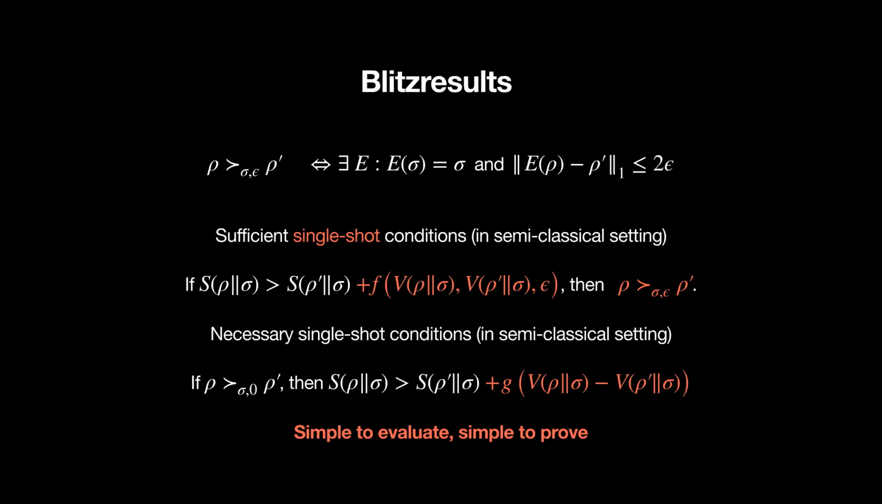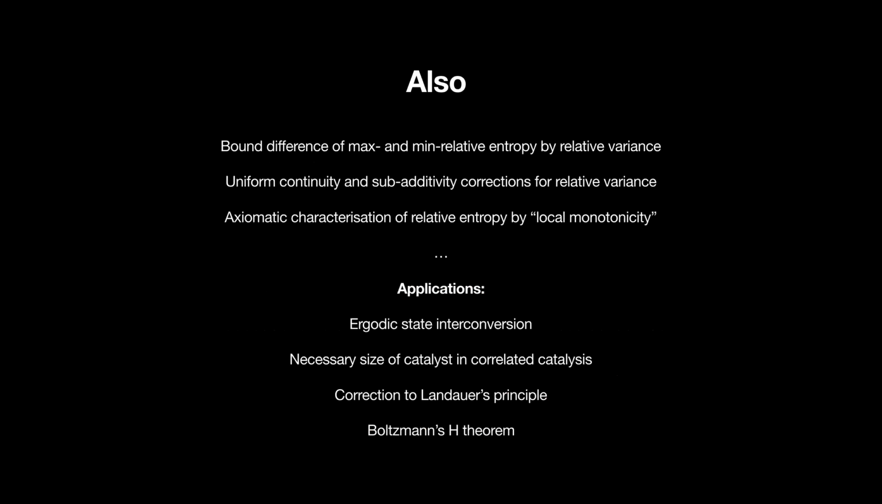The nice thing about them is they're simple to evaluate, simple to prove. There are no hidden terms, no optimizations of the kind that you might have with min and max relative entropies. And other things that we have in the paper are relating the relative variance to min and max relative entropy, bounding them, uniform continuity and subadditivity corrections. There's also an axiomatic characterization. And there's a bunch of applications that I hope you find interesting. So please go and check out the Google Blitz talk by Nelly if you're interested.